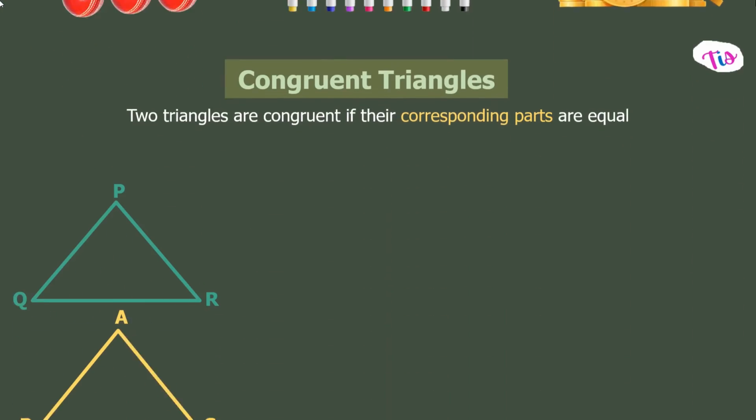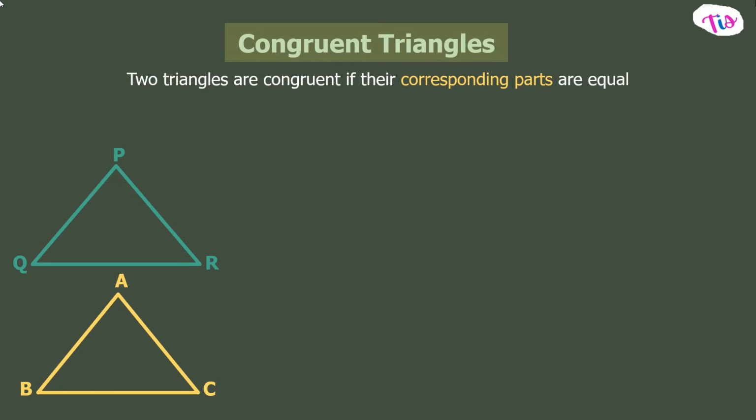Okay. Now let's talk about congruent triangles. So we know the meaning of congruent, right? Same shape and size. So congruent triangles means the triangles which have the same shape and size. Okay, so they will overlap each other. They will be mirror images of each other. Okay, so let's elaborate on it. So two triangles are congruent if their corresponding parts are equal.